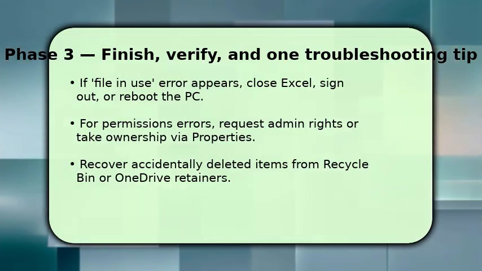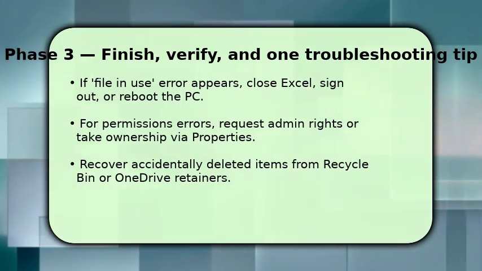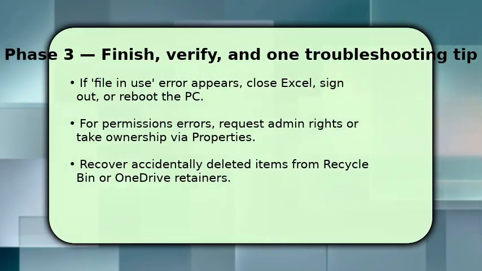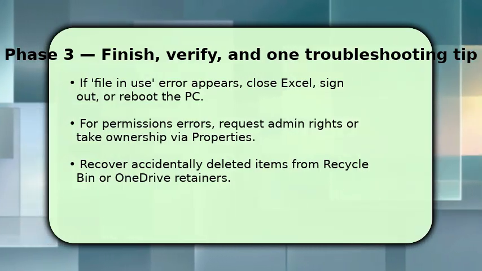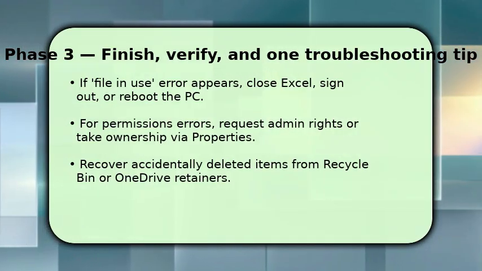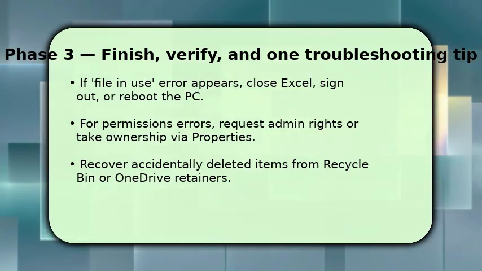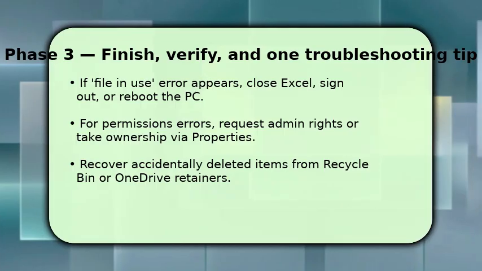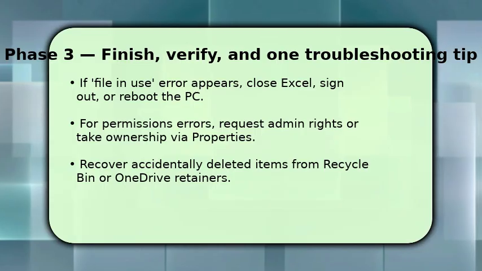If you hit a file in use message, close all Excel instances, check Task Manager for lingering Excel.exe, or reboot. That usually releases locks. If deletion fails due to permissions, right-click Properties to view owner and request admin help or take ownership where allowed. And if you deleted the wrong file, immediately restore it from the recycle bin or your OneDrive recycle folder.